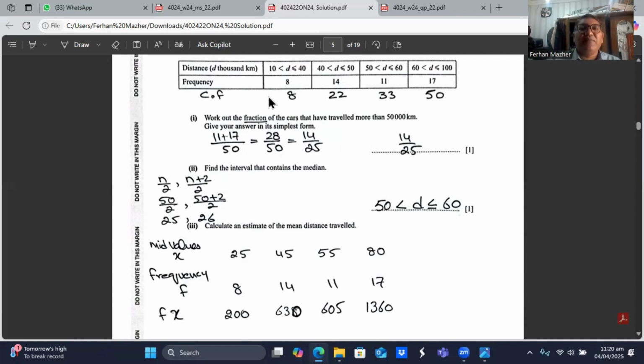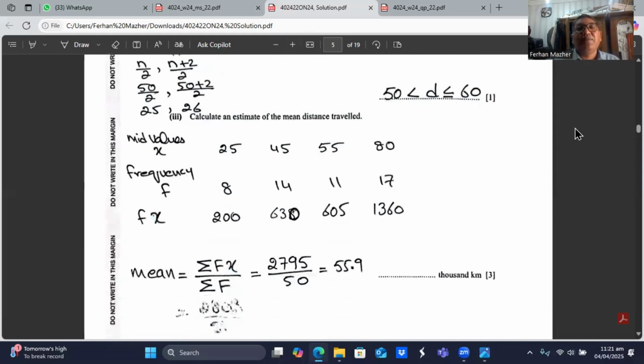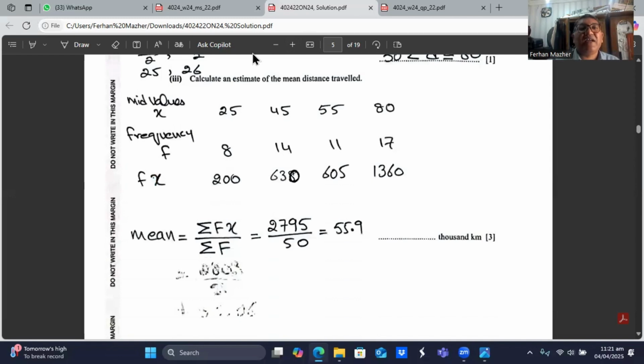So for 10 to 40, the mid value will be 25. For 40 to 50, the mid value will be 45. From 50 to 60, the mid value will be 55. From 60 to 100, the mid value will be 80. So that is x. The frequencies are 8, 14, 11, and 17. What you will do is multiply f and x, and you will get fx.